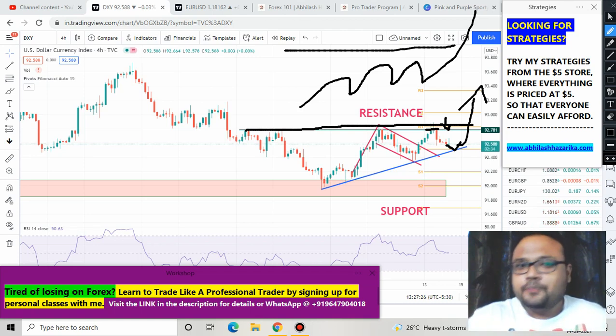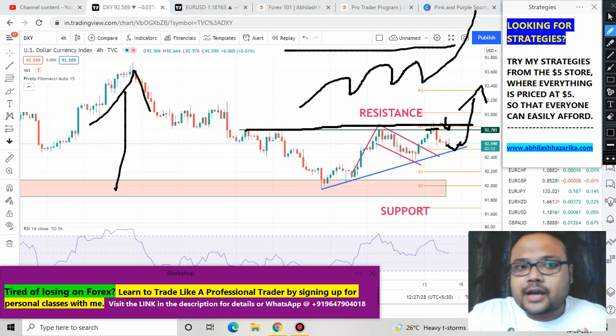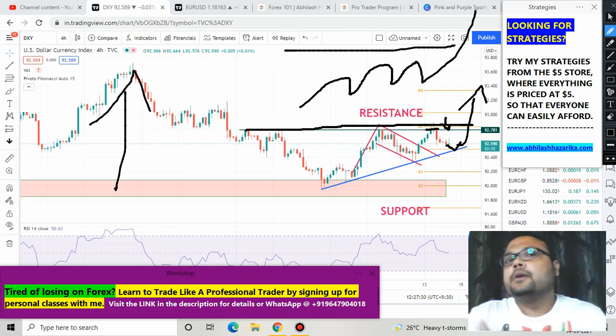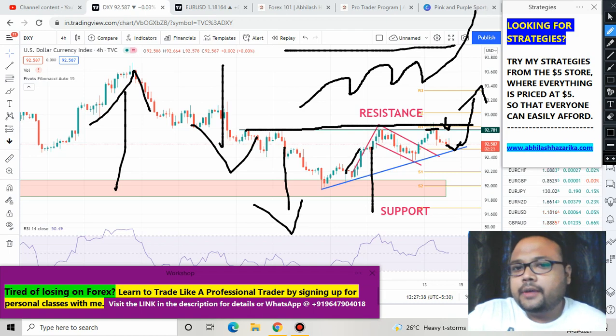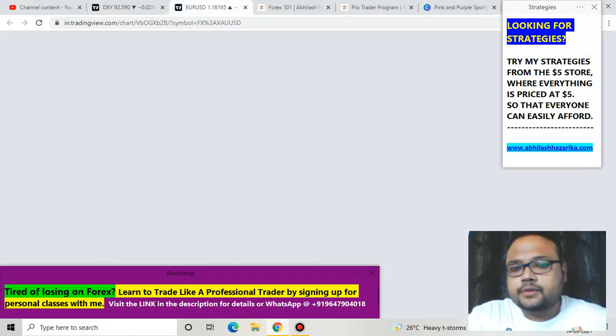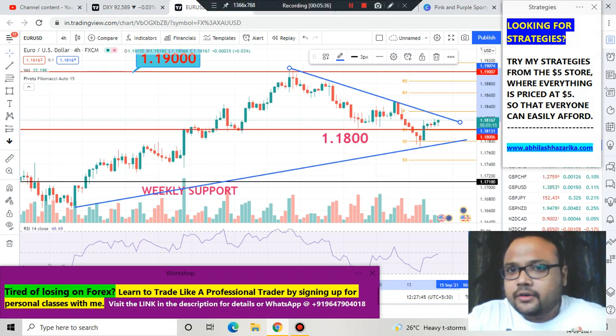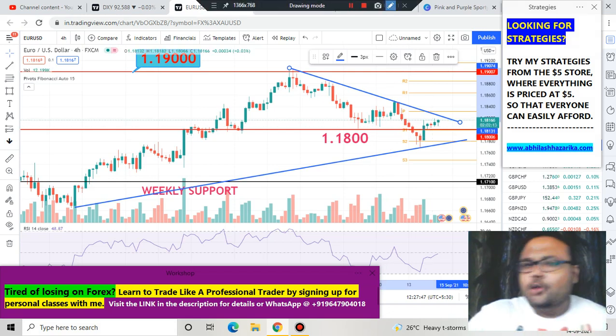If the dollar starts going up, or if you see some good upward movement on the dollar, then you will see selling on the euro. On the other hand, if the dollar starts going down after the event, then there will be a good up move on the euro USD, because they are correlated. Right now the market is trading in a very narrow range here. Wait for some time.